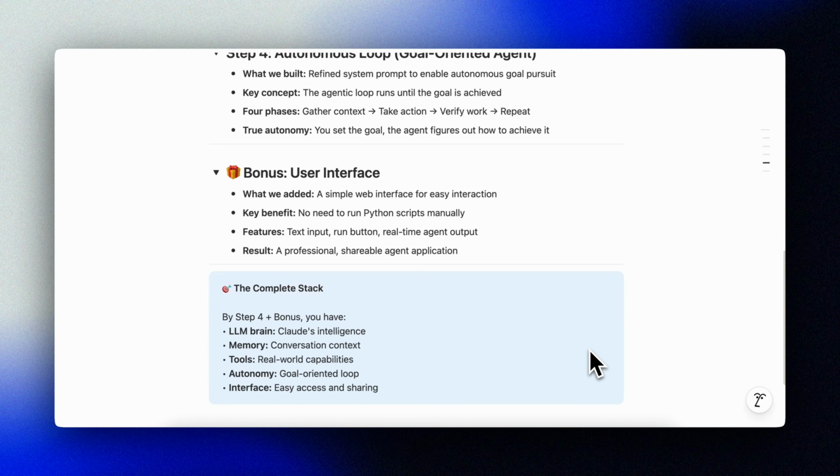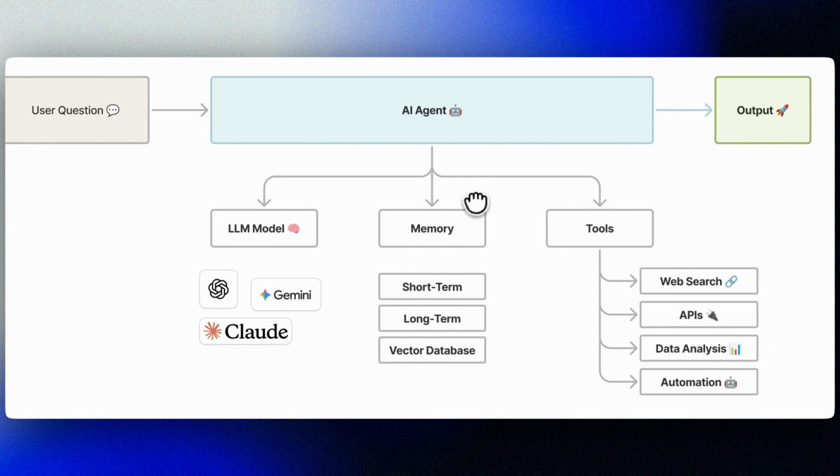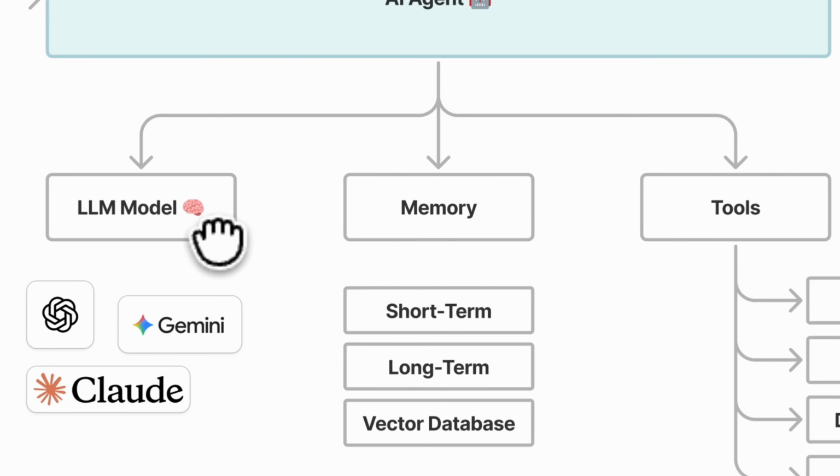Each step added one concept. By step 4, we had all 3 components working together, our LLM brain, tools for hands, and a loop for autonomy. This progression is how you should think about building any agent. Start simple, add capabilities one at a time, test each step. Don't try to build everything all at once.